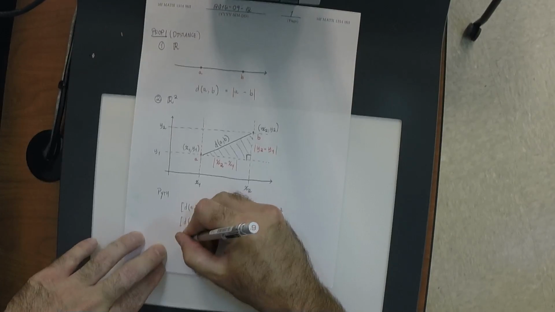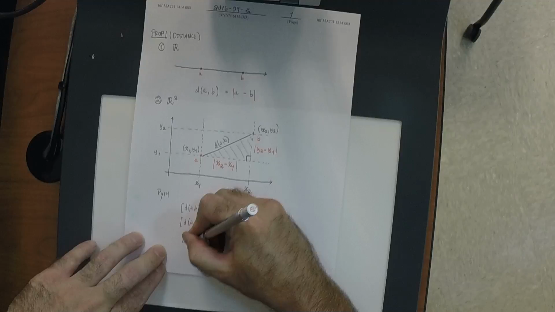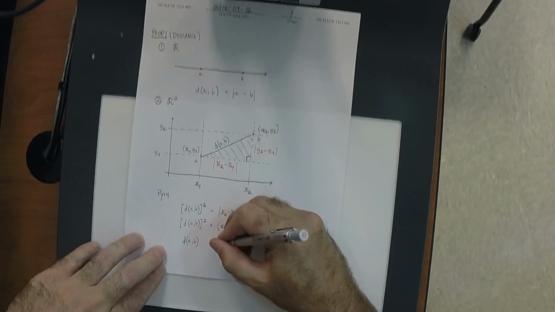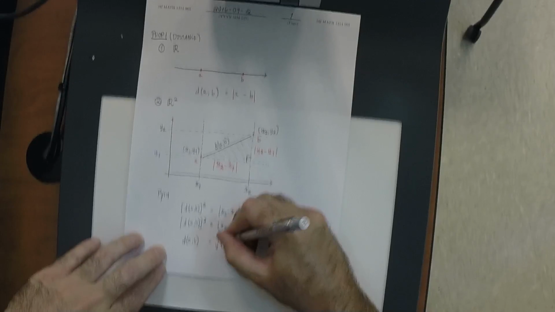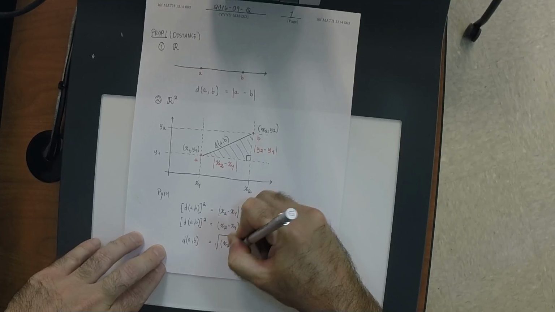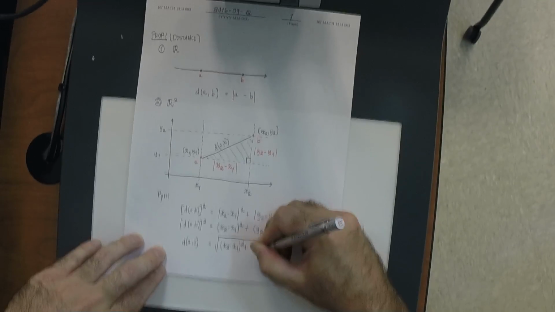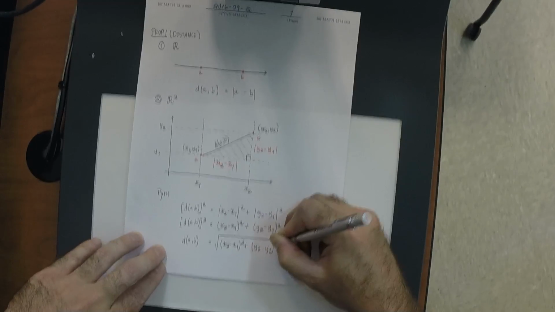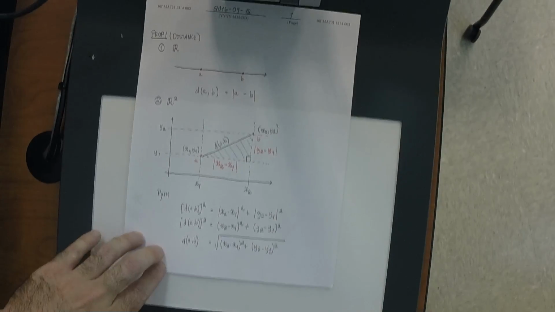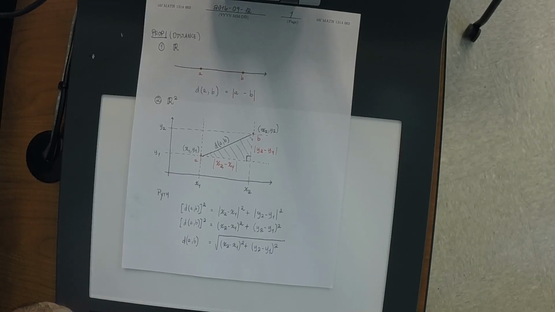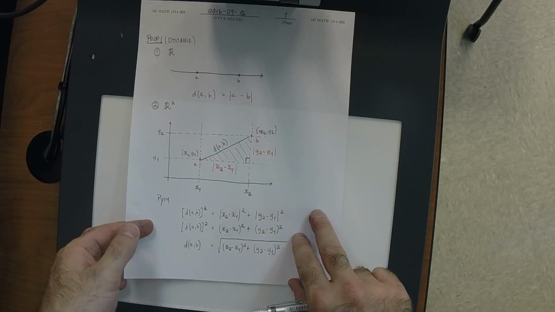So now if we compute the square root of both sides, the distance from A to B is the square root of x2 minus x1 squared plus y2 minus y1 squared. And so here's a formula now that you're expected to memorize. Okay, any question about the statement of the formula before we do one? Okay, so let's do one.